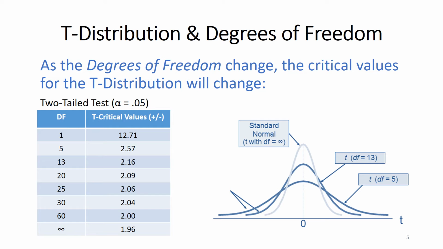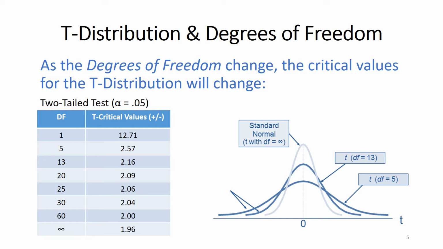So at a small degrees of freedom, such as 5, you'll notice that the t critical value is plus or minus 2.57. If we increase the degrees of freedom just a bit, say to 13, which is the second curve that you see in the chart on the right, that reduces the critical value. It brings it in a little bit to make it start to look more like our standard normal curve. So when the degrees of freedom increase to 13, the critical value drops to plus or minus 2.16.